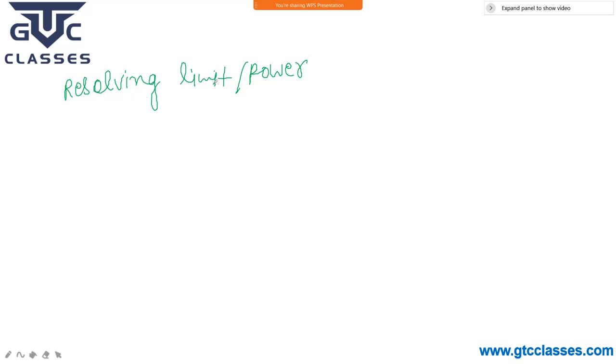Now the next thing comes, we call the resolving power of our eye. Resolving power or resolving limit, anything you can say. Any idea? What is the meaning of resolution? How clearly we can distinctly see different objects. The ability of our eye to see clearly.